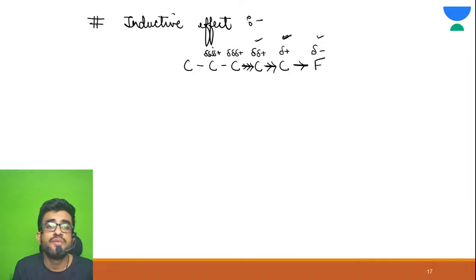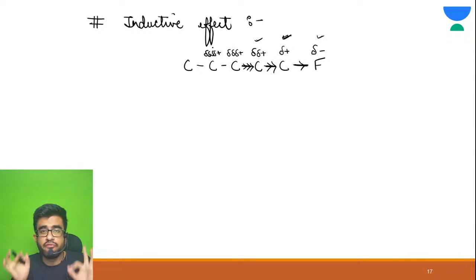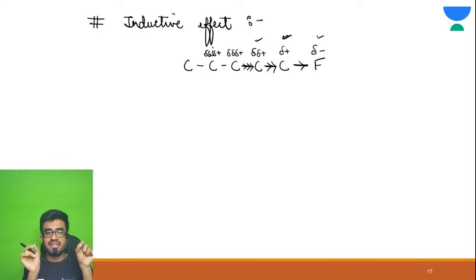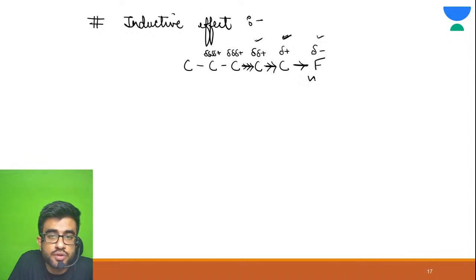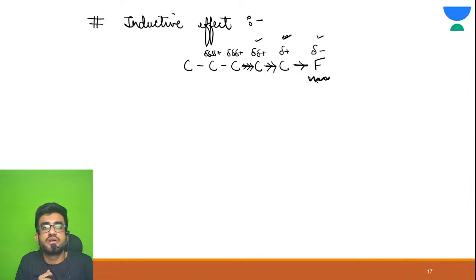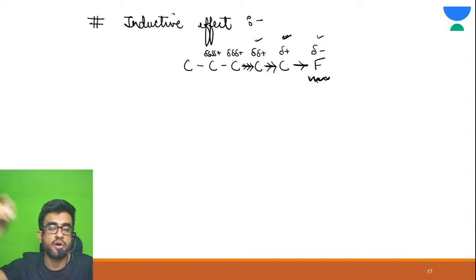Alright, so now tell me why all these carbons have acquired delta positive charge. Tell me, because of which atom all these carbon atoms have acquired some charge. Why? Because of this fluorine. Fluorine started attracting electrons towards itself due to its high electronegativity, which in turn are attracting all further electrons. Alright, so this is known as inductive effect.